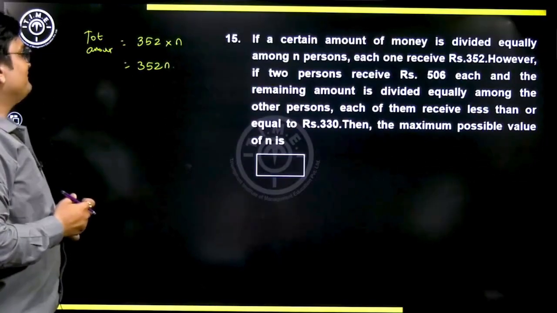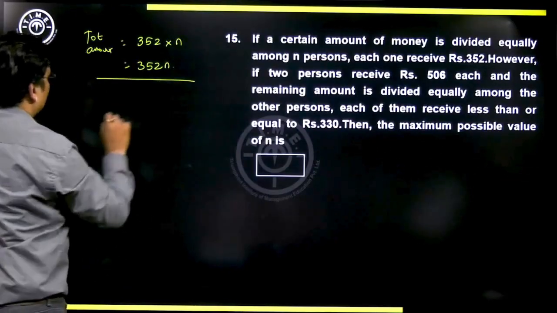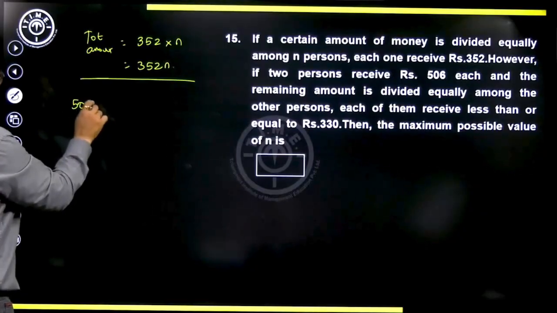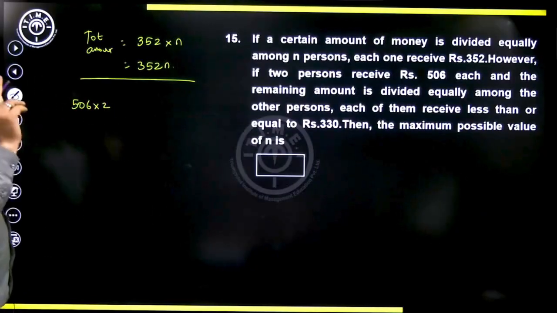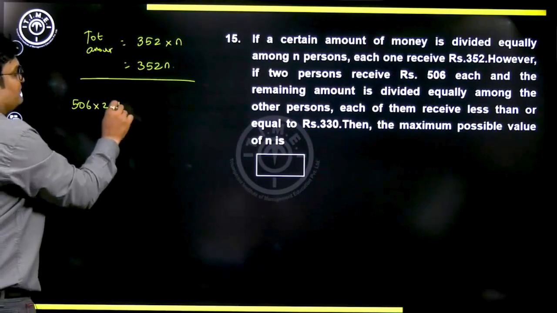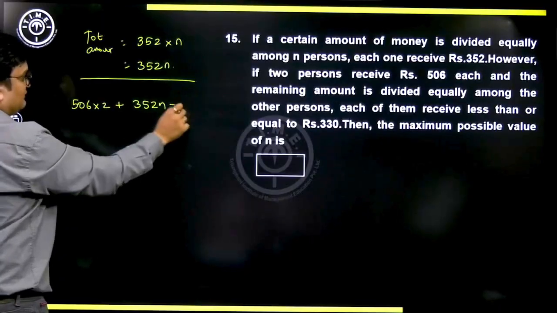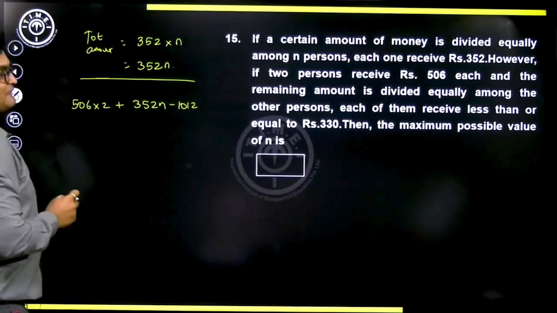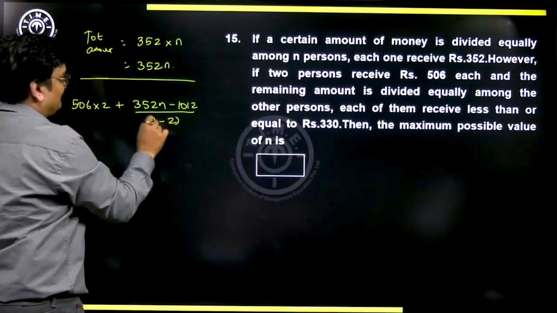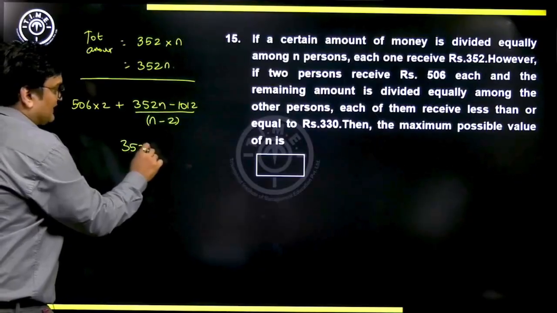Each one receives 352. However, if two persons receive 506 each, so two of the n people are receiving 506 each. So the total amount I am calculating here also. So 2 people with 506 and the remaining amount. Now what will be the remaining amount? 352n was the total amount minus this 1012 is divided equally among the other persons. How many people? n minus 2. Each of these, the average amount is this.